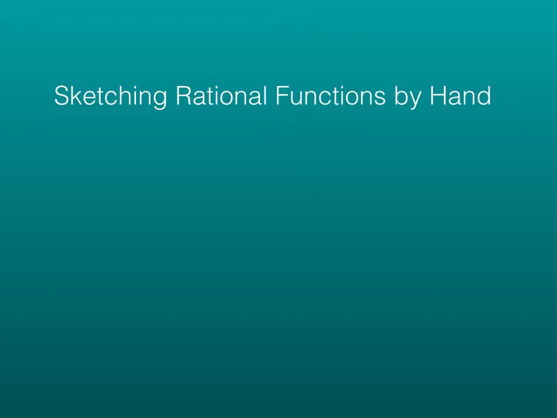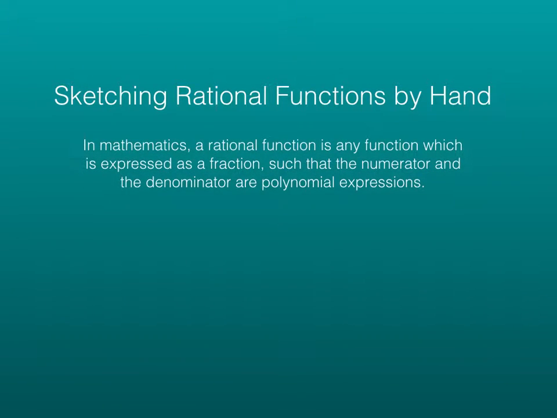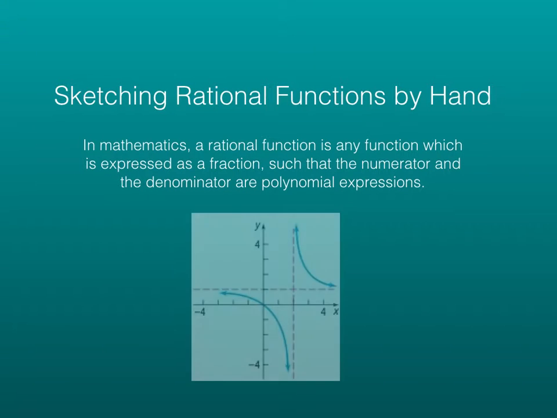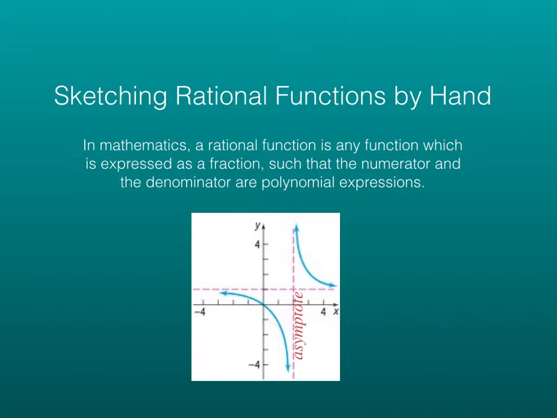In this video, we'll learn the steps for sketching rational functions by hand. Remember, a rational function is any function which is expressed as a fraction, such that the numerator and the denominator are polynomial expressions. The graphs of rational functions are always interesting. In this case, there is a dashed vertical line that the pieces of the graph seem to approach but never reach. This is our vertical asymptote, and this particular function also has a horizontal asymptote.